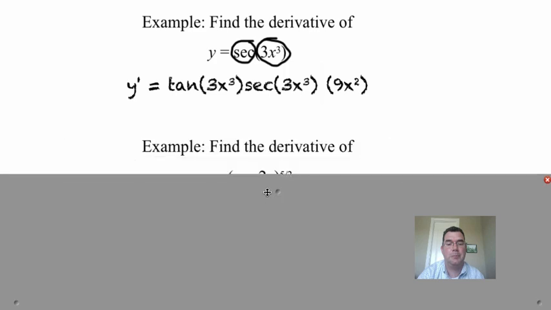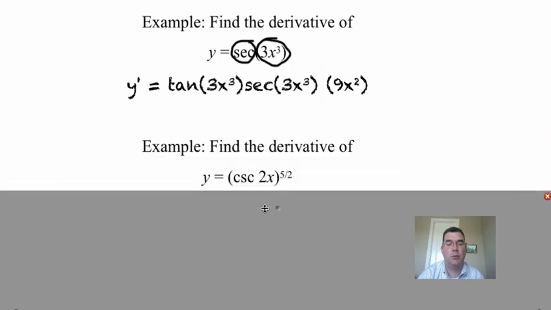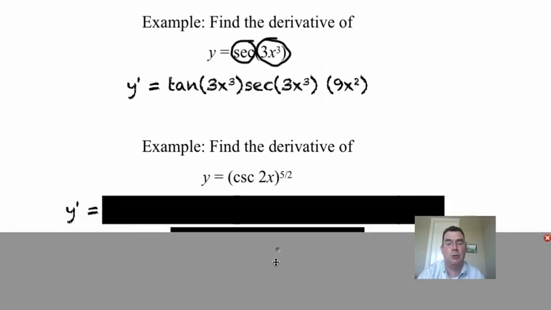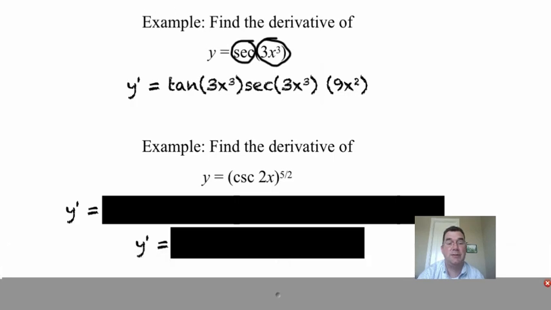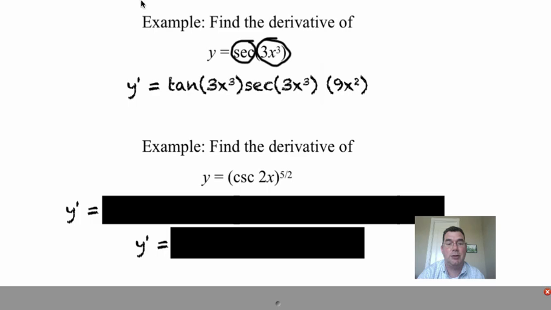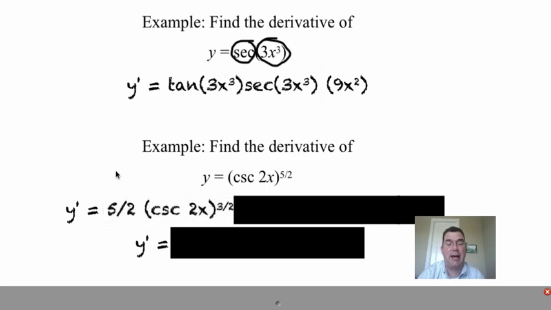All right, now let's do another one where we have y equals the cosecant of 2x all to the 5/2. So using the chain rule again, I will take the derivative of the 5/2 first. The derivative of something to the 5/2 is 5/2 times that function to an exponent that is 1 less. So that would be 5/2 times the cosecant of 2x to the 3/2. So that takes care of the 5/2 part of things.